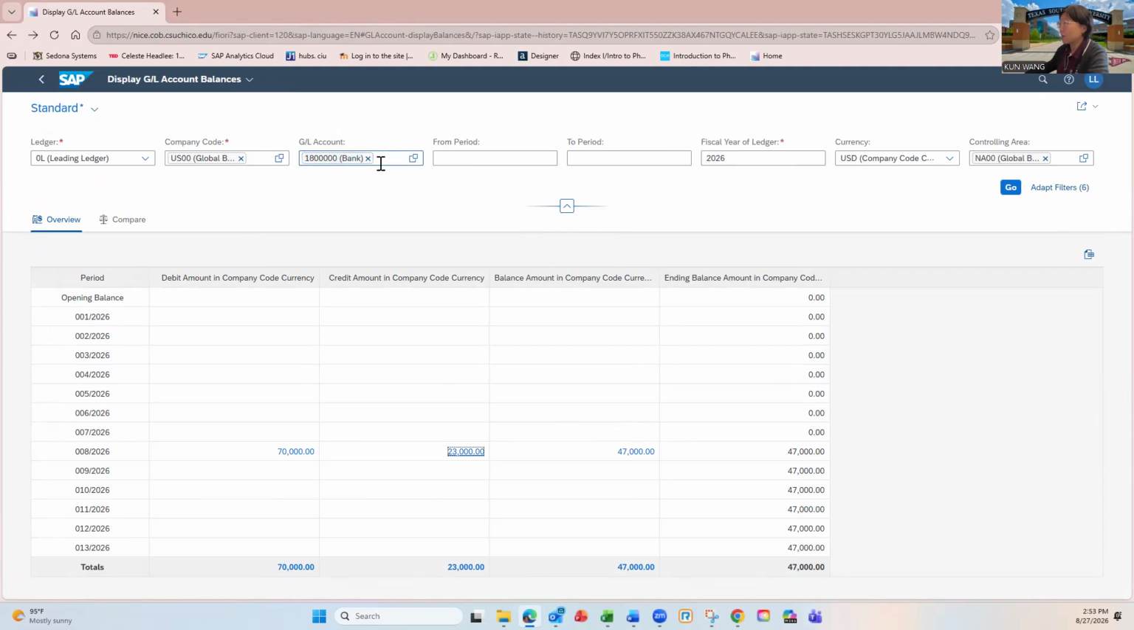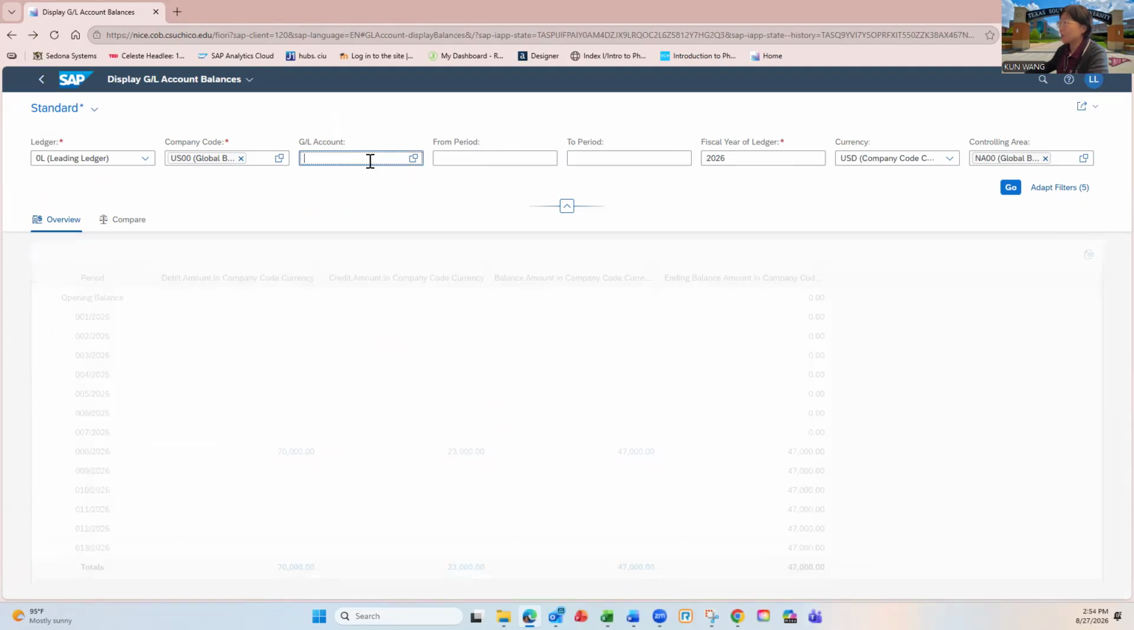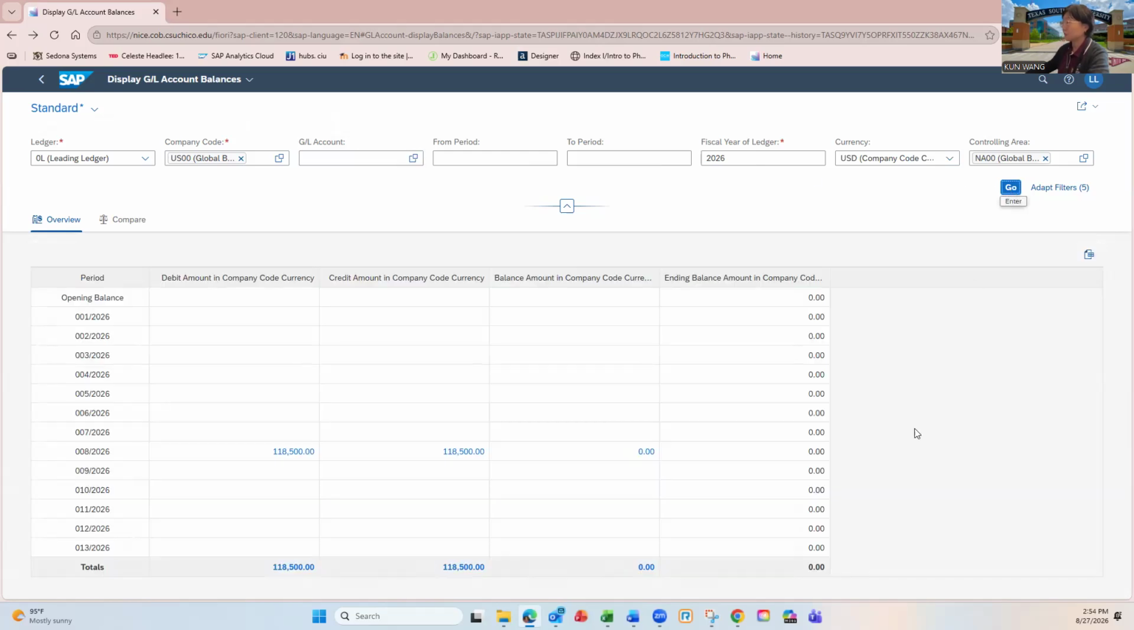Now I go back to the header. Okay, so if I uncheck the GL account, so remove it, and this time I'm going to show all account balances, like a trial balance for all accounts. So remove the individual accounts and click go. And this is how it looks like, right? So we have larger debit balance and credit balance because this balance involves more than one account.